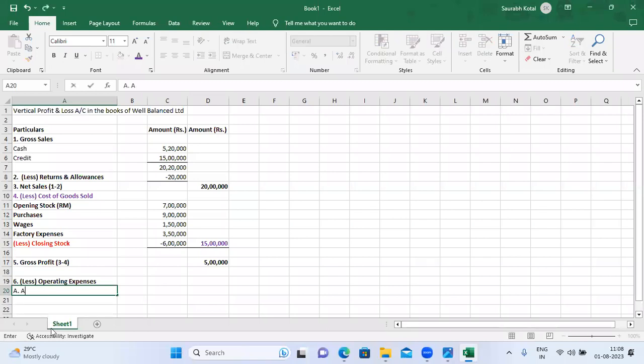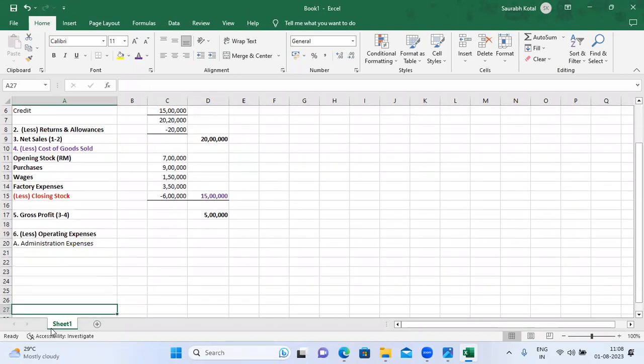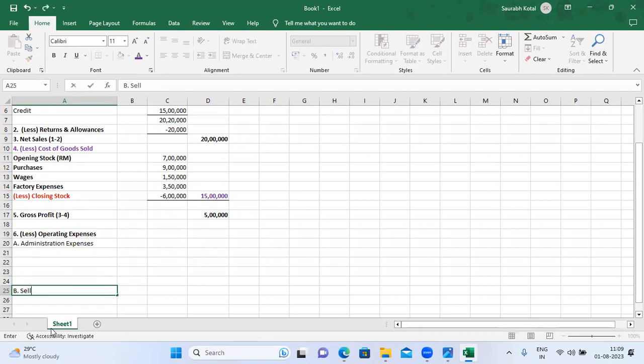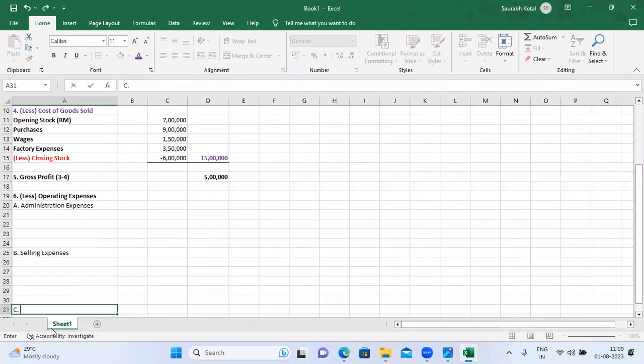One is administration expenses. Then next, I will just leave 5 lines, is selling expenses. And the third one is finance expenses.